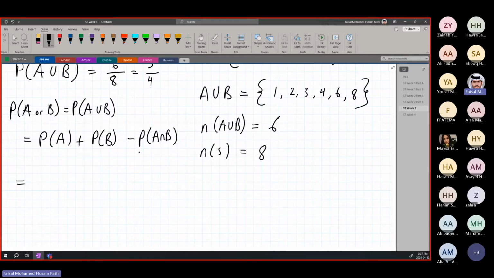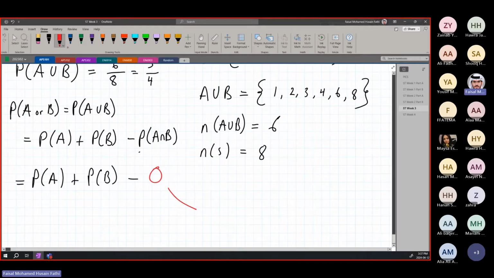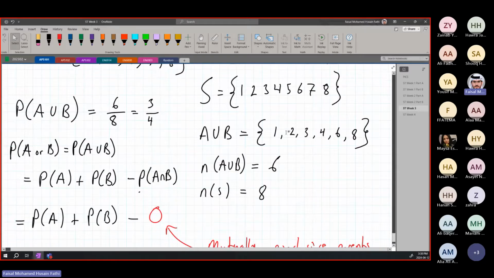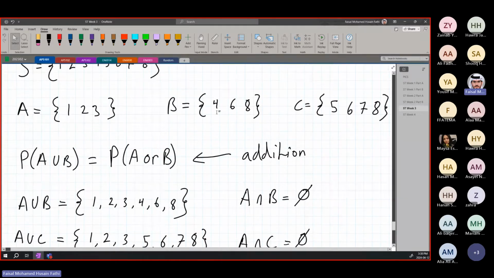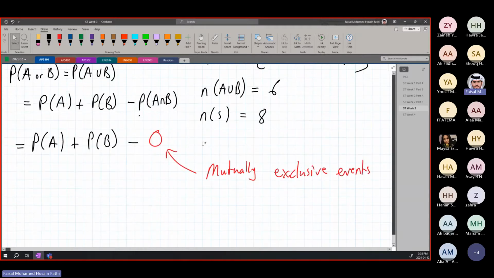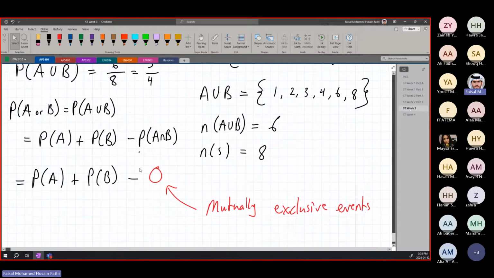So if I just write this down again, probability of A plus probability of B minus 0. This is what they call, in the case of mutually exclusive events. What does that mean? It means A has nothing to do with B. There is nothing common in between them. They are exclusive, mutually exclusive from each other. That is, there is no interference between A and B. Okay? All right.